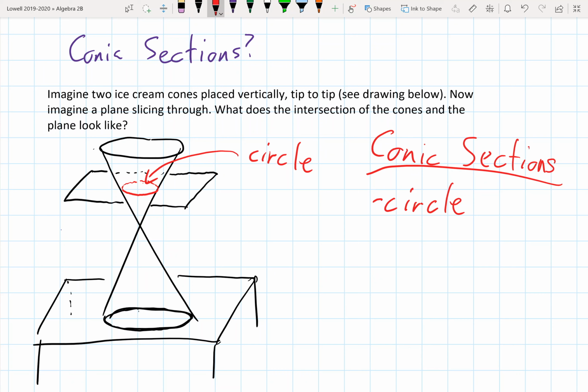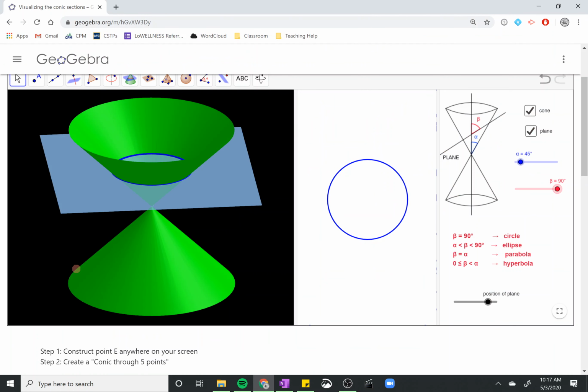Now you could see, I think, that if you change the angle of the plane or change the position of it, you're going to get slightly different results. And I could keep trying to draw, but for the sake of time, let's just go to a program that I found online. Okay, so we have this website here, GeoGebra, and I'm going to link it in the description of the video so you can play around with it yourself.